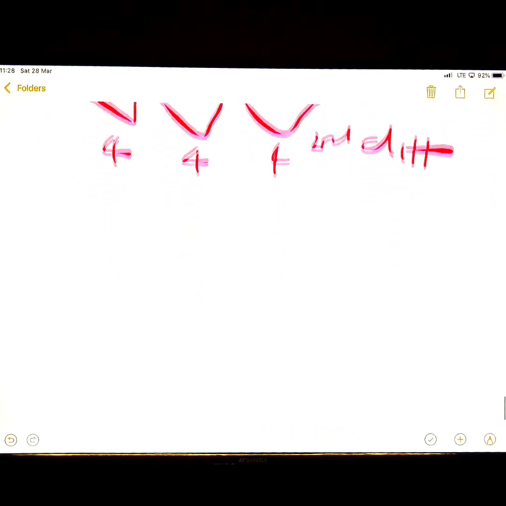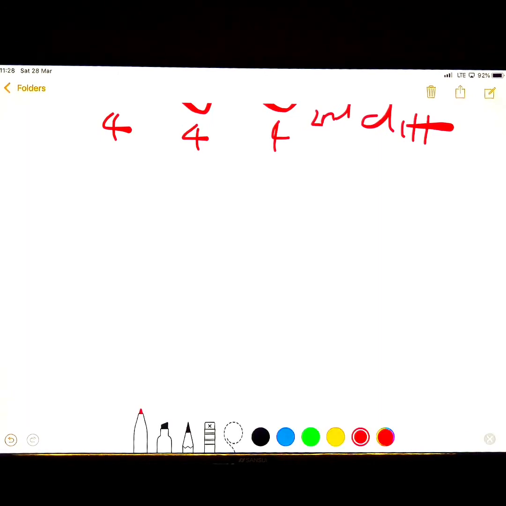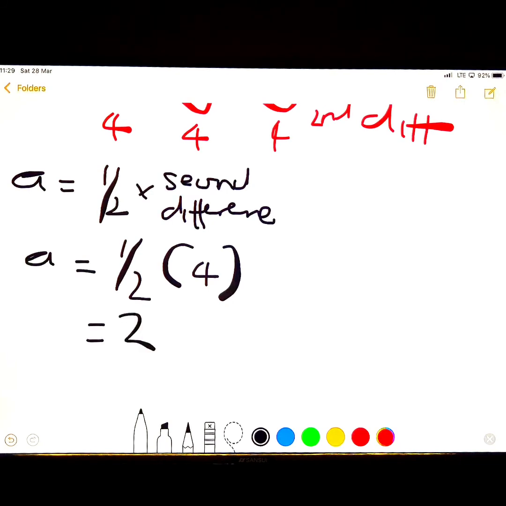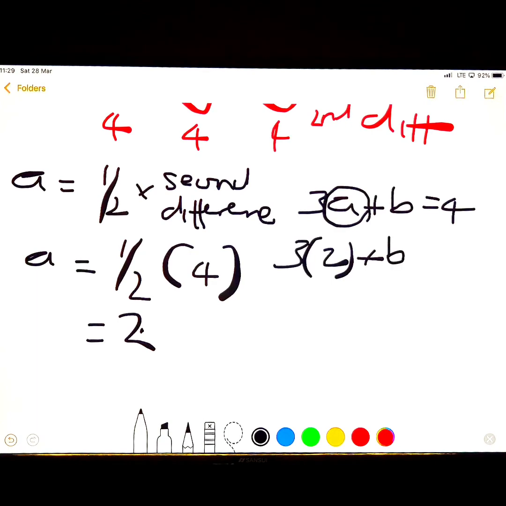Okay, so now let's find the general term. For you to find the general term, you're going to have to say a is equal to a half times the second difference. So your a is going to be a half into 4, and half of 4 is 2. For you to find b, there's a general equation where you say 3a plus b is equal to 4, and we already have a. So instead of a, you're going to put in 2. So it's going to be 3 into 2 plus b, which is equal to 4, and then our b is equal to -2.